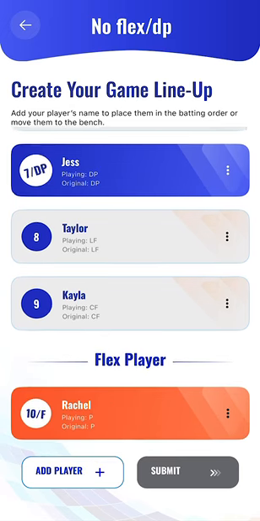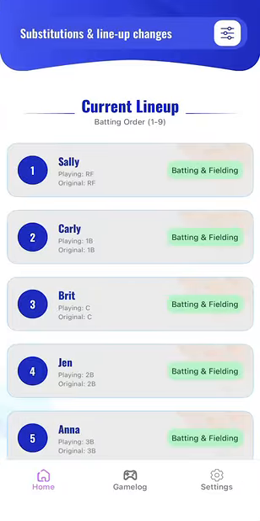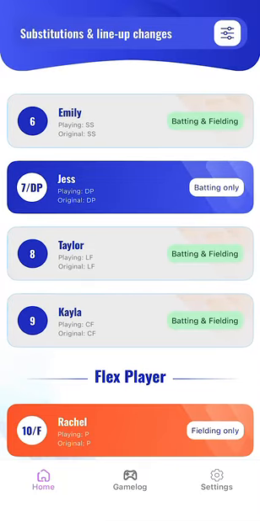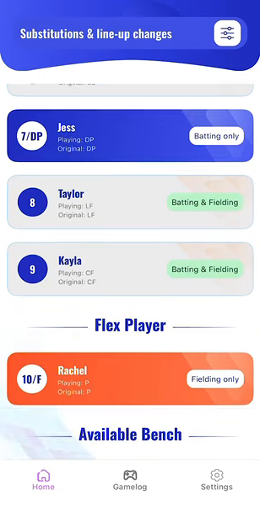So we're going to submit the lineup like this to the umpire. And so now the umpire is going to say, okay, do you want to make any changes now that the lineups are official? And we're going to say, yes, my DP is going to go in to pitch, so I'm going to drop to 9. My flex is going to come out of the game. So Rachel, our relief pitcher, is going to come out of the game.